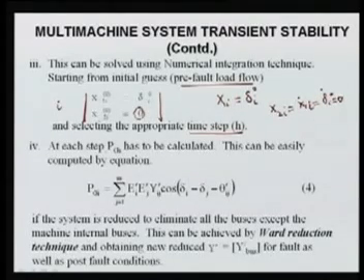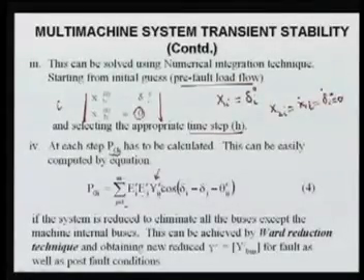At each step, PGi has to be calculated. This PGi, the electrical output of the ith machine, can be easily calculated using the Y bus. It is the summation over all the buses of Ei prime, Ej prime, Yij cos(delta i minus delta j minus theta ij). Here Yij is the Y prime that I have written, which is calculated from the Y bus system.